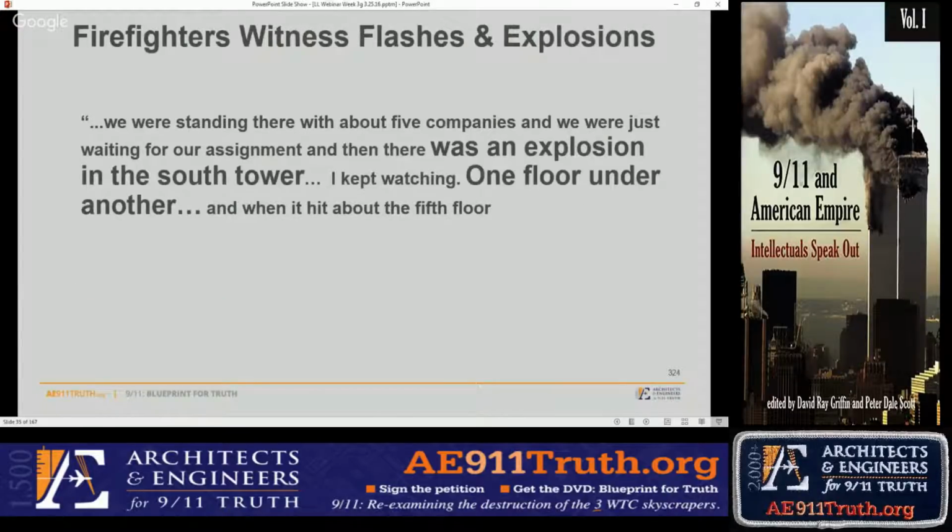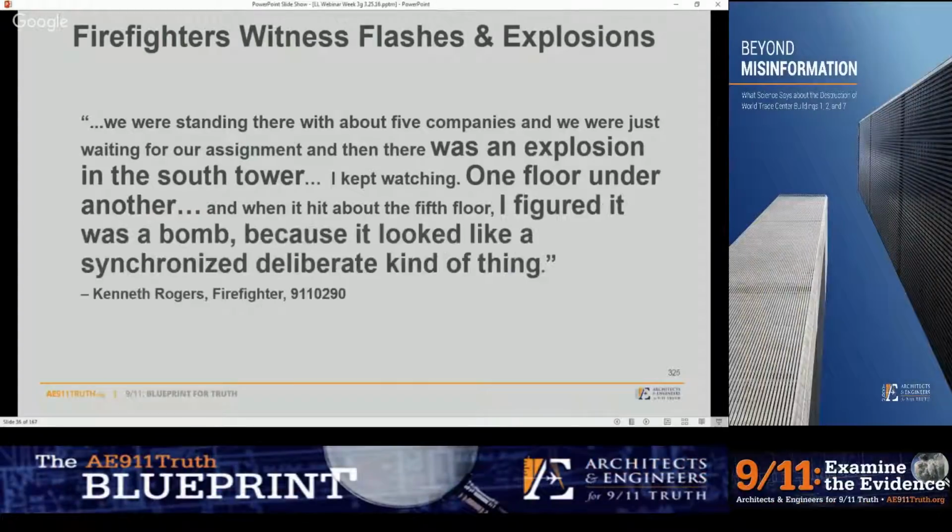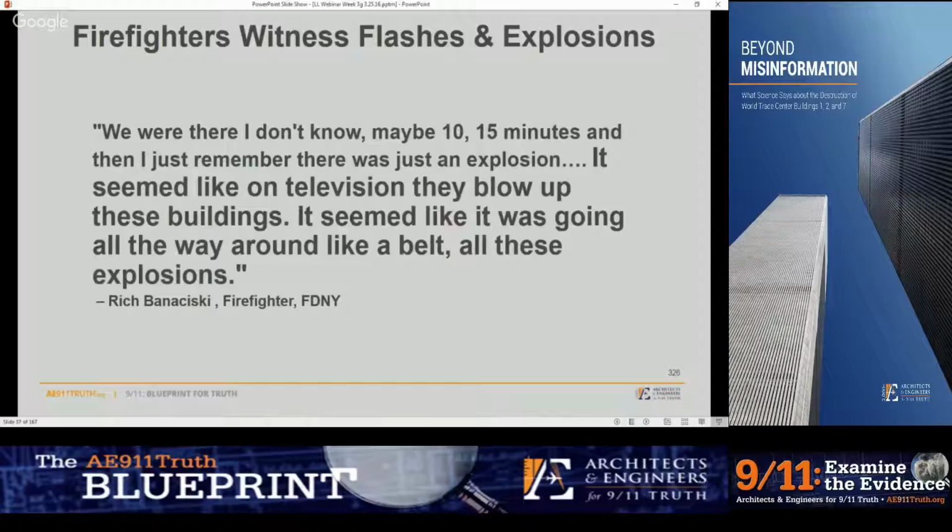One explosion one floor under another, an explosion in the South Tower. Figured it was a bomb because it looked like a synchronized, deliberate kind of thing. Seemed like on television when they blow up these buildings, seemed like it was going all the way around like a belt. All these explosions, says this firefighter.